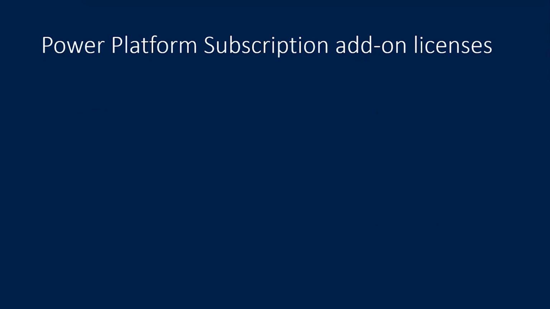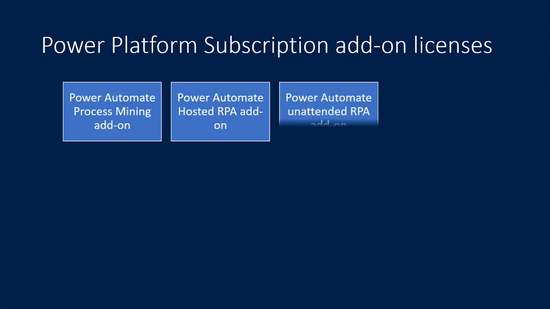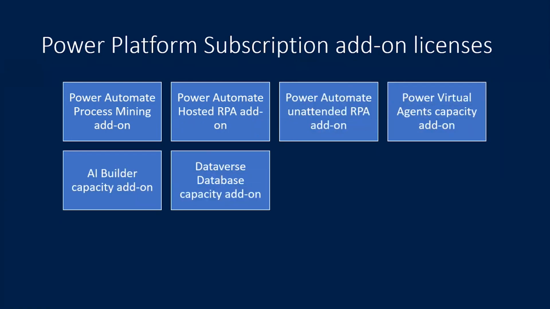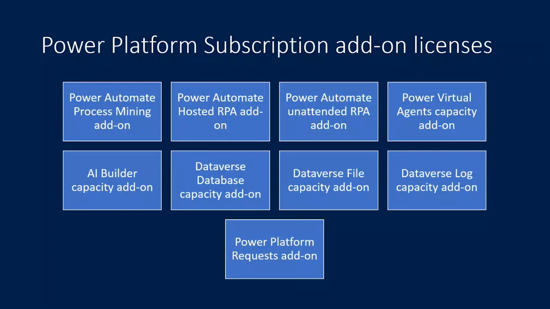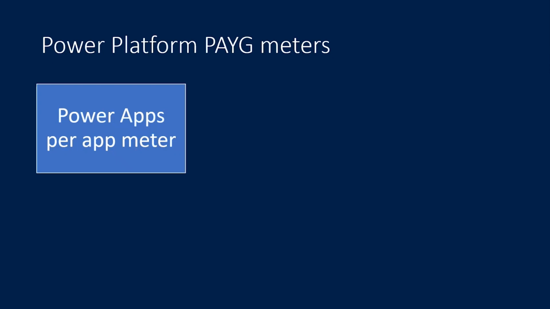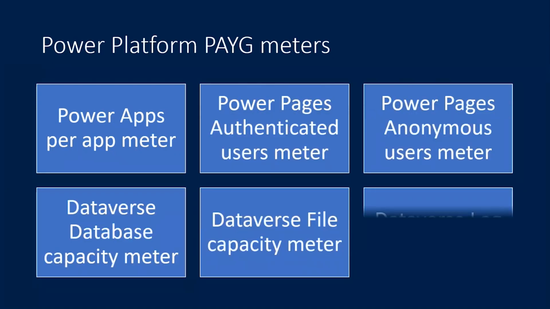There are also add-on licenses, so I won't go through all of them, but you can see here, as well as those base licenses, there are a range of add-on licenses for unattended RPA, AI, Dataverse capacity, etc. Lots and lots of things that you can add on there. And again, some of those work under different metrics. And there is also a pay-as-you-go option for Power Platform. So you can do that for a few different products.